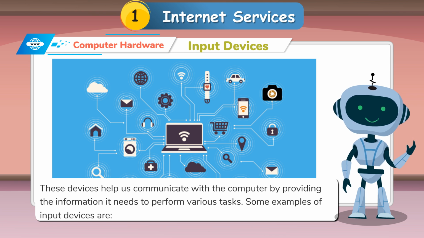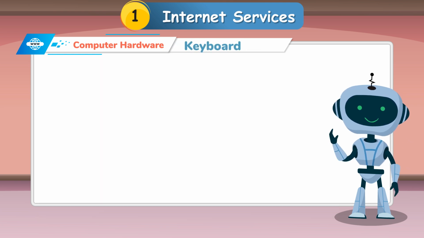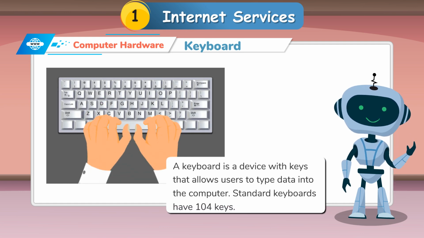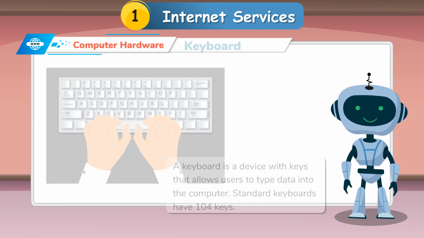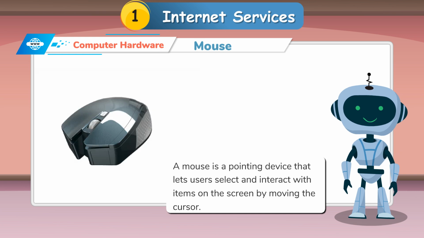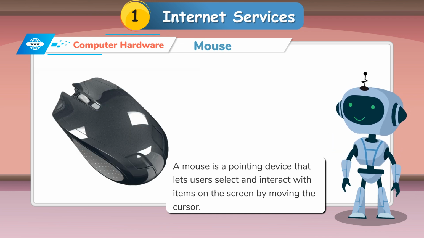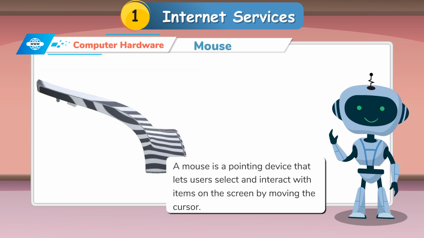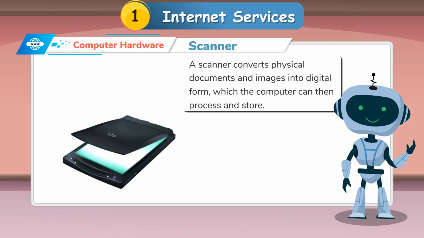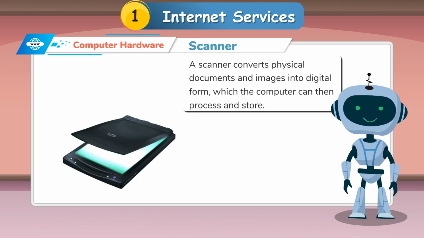Some examples of input devices are keyboard. A keyboard is a device with keys that allows users to type data into the computer. Standard keyboards have 104 keys. Mouse. A mouse is a pointing device that lets users select and interact with items on the screen by moving the cursor. Scanner. A scanner converts physical documents and images into digital form, which the computer can then process and store.